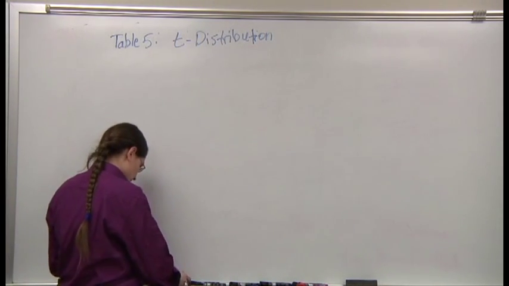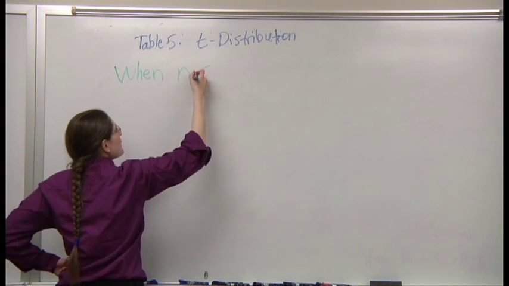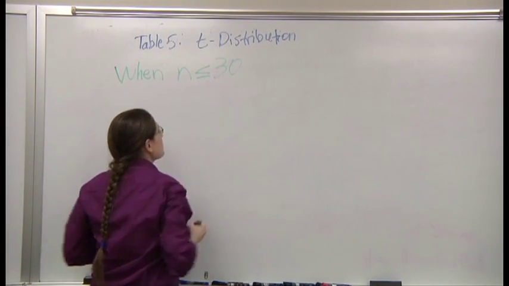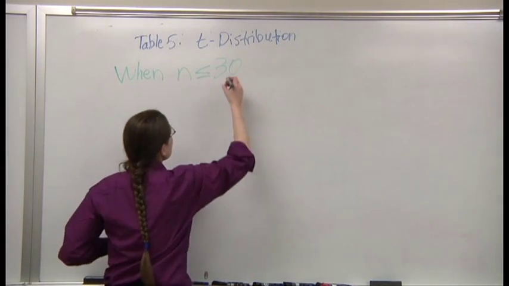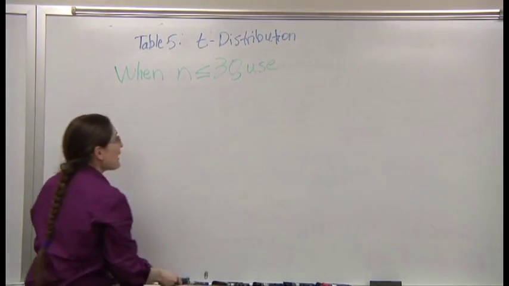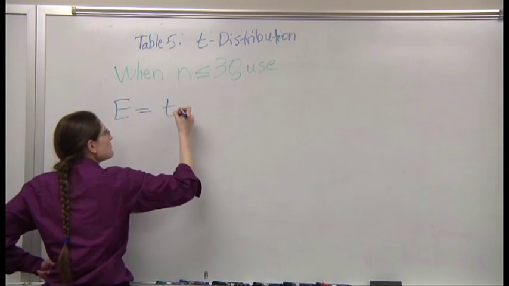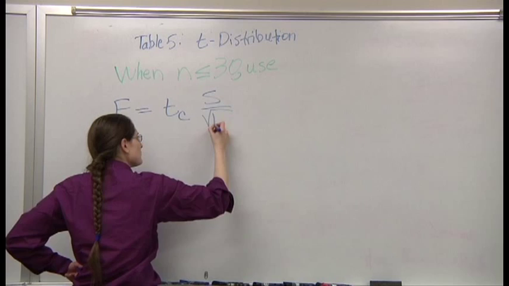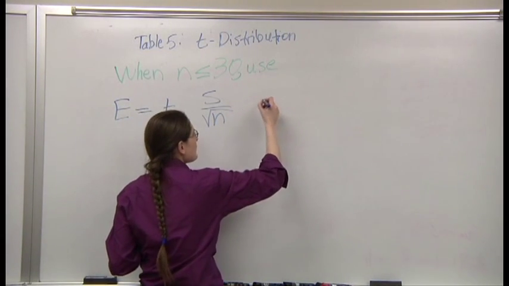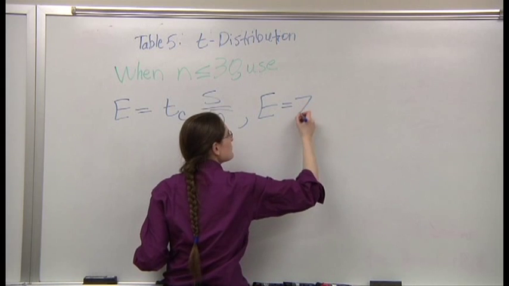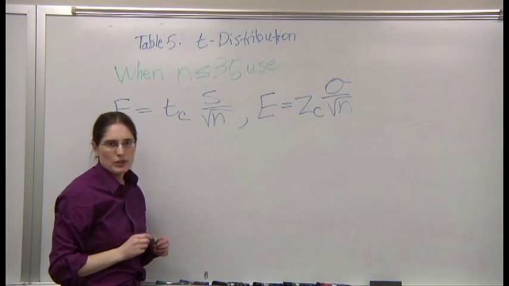So, when n is less than or equal to 30, that's when you need to use the t-distribution. In fact, we have another formula. Does that look familiar? Of course it does. It's a lot like the first error formula we saw.